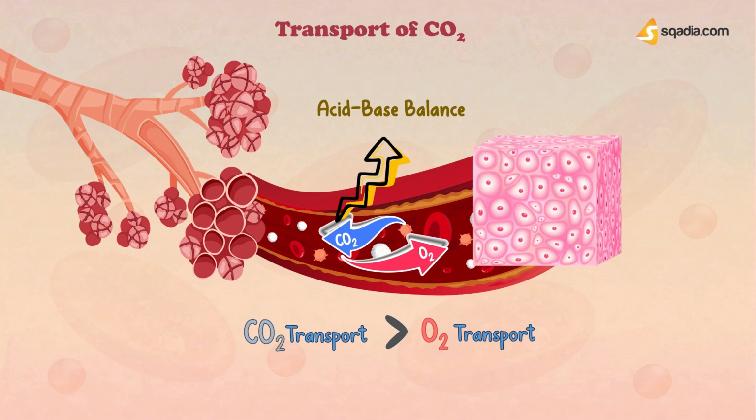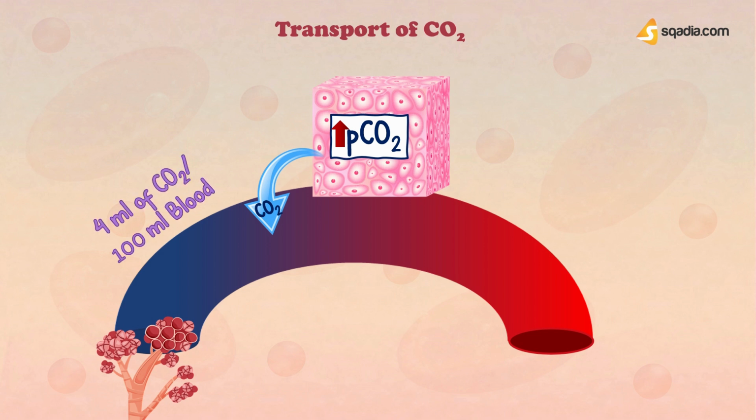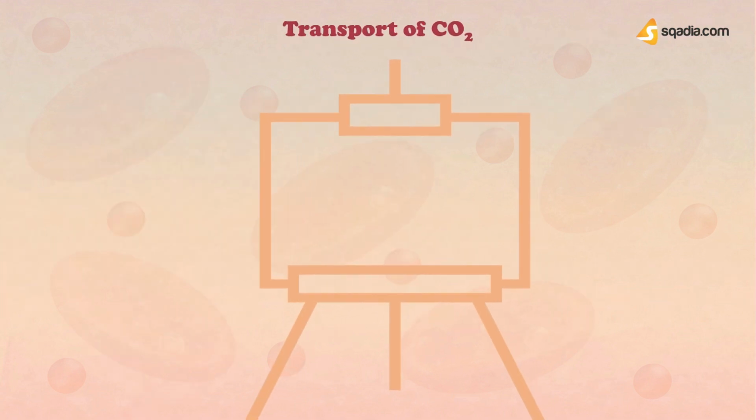Well, carbon dioxide is produced in the tissues and is carried to the lungs in the venous blood. Under normal resting conditions, an average of 4 milliliters of carbon dioxide are transported from the tissues to the lungs in each 100 milliliters of blood. Now, how do you think blood transports the carbon dioxide? Well, it does so in 4 different ways.